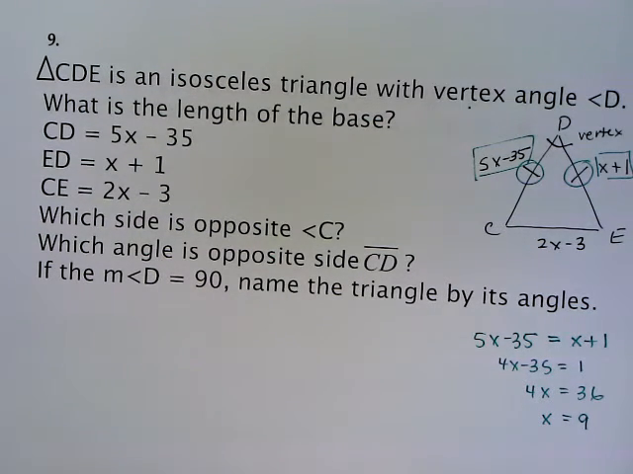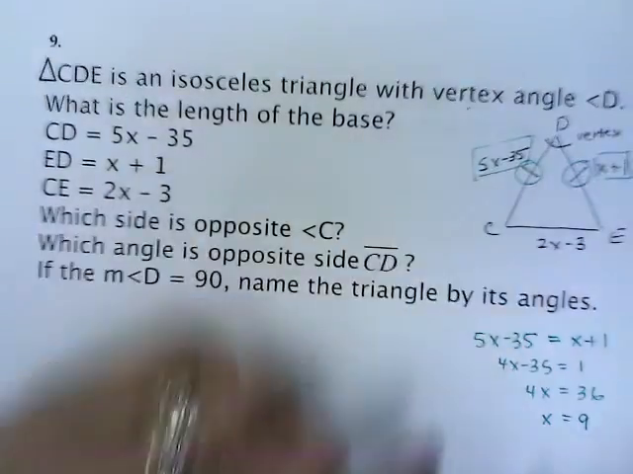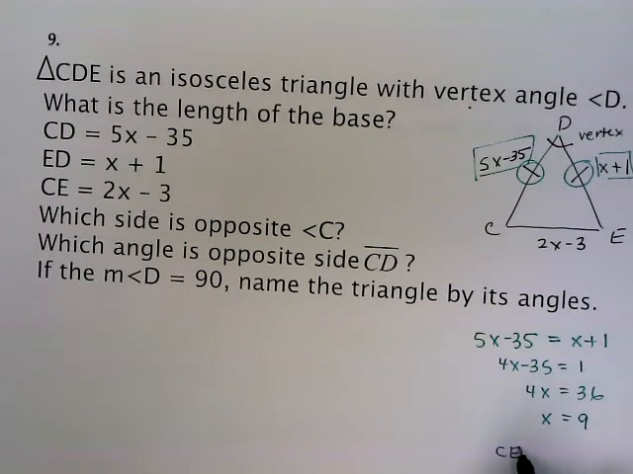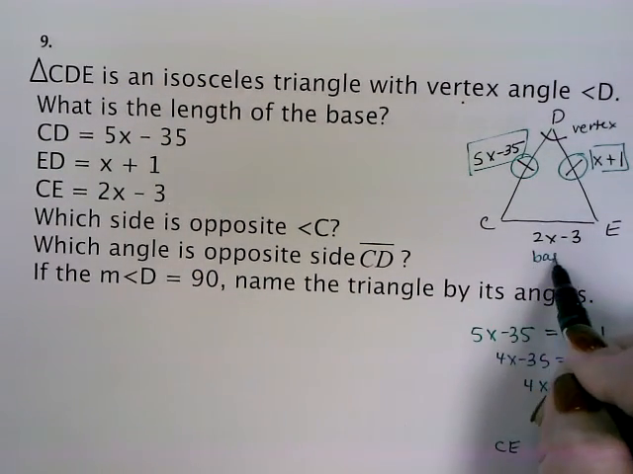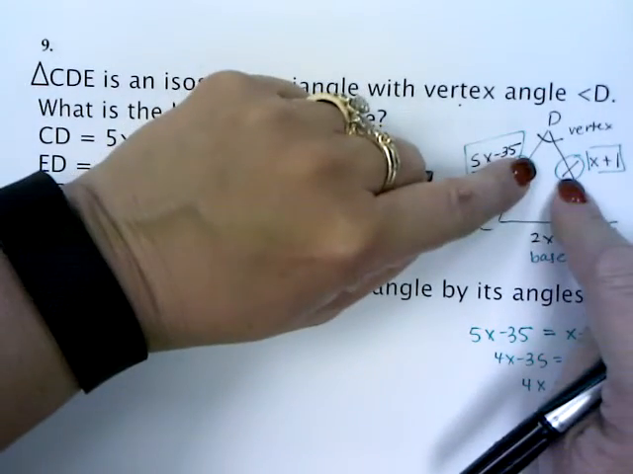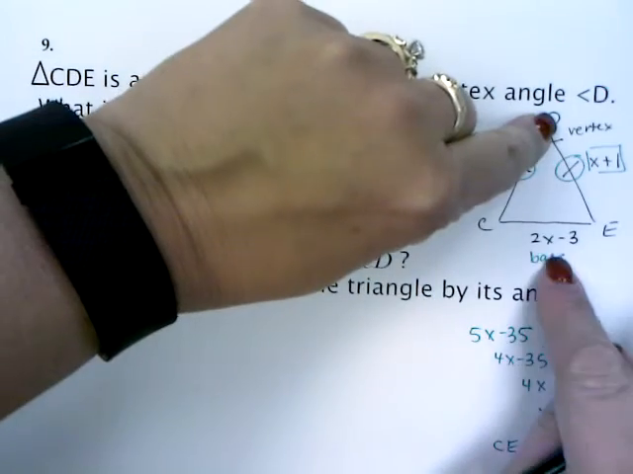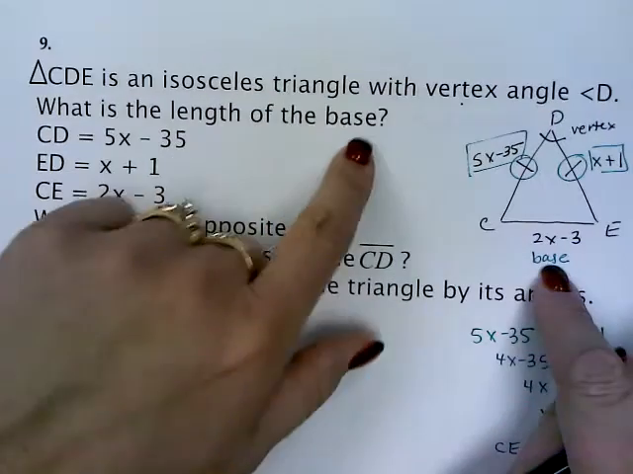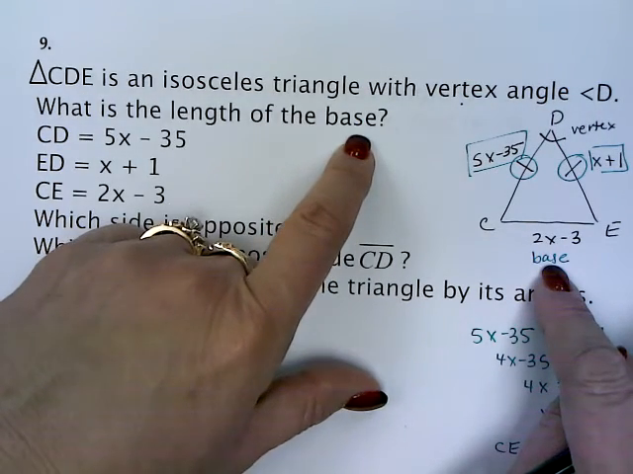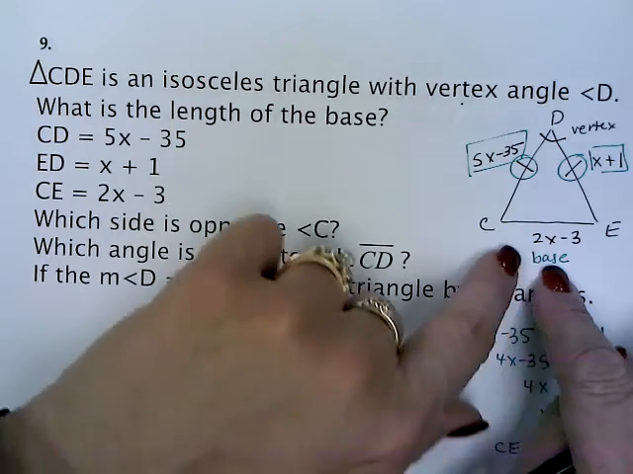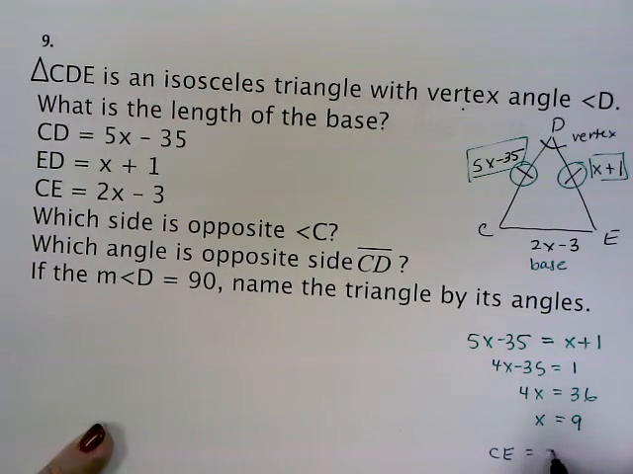It says, what's the length of my base? The length of my base, CE, because CE is my base. How do I know that? Because these are my congruent sides. That's my vertex angle. That's my base. It just uses vocabulary here, guys. You have to know the vocabulary. So my base is 2x minus 3.